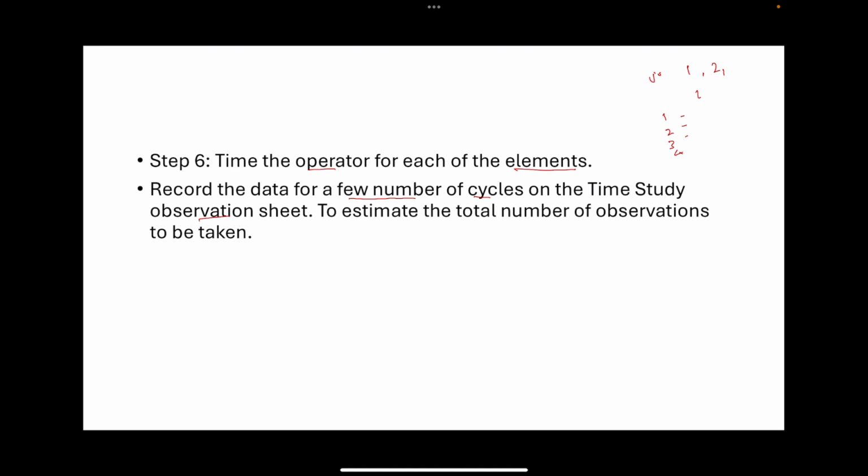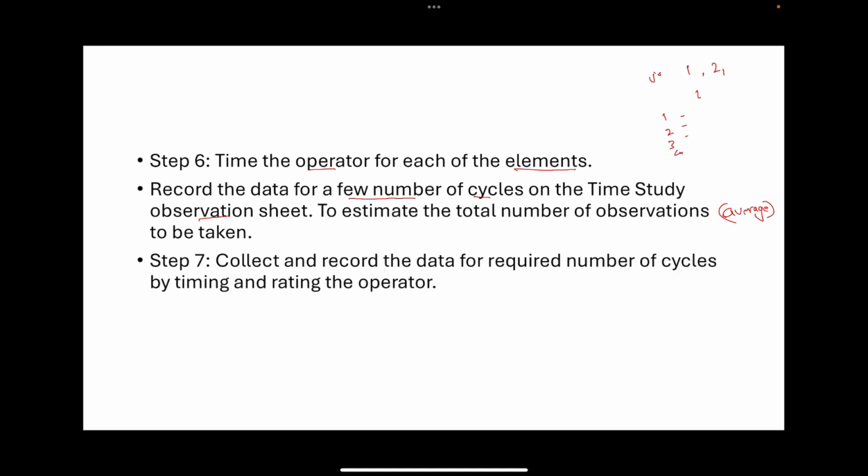Then finally we will take the average. We will take the average time for each element for different cycles. Then we will collect and record the data for the required number of cycles by timing and rating the operator. This is also an important part. We will time each element and calculate the time taken for each element, and we need to apply rating on the operator, which will also be discussed in detail.